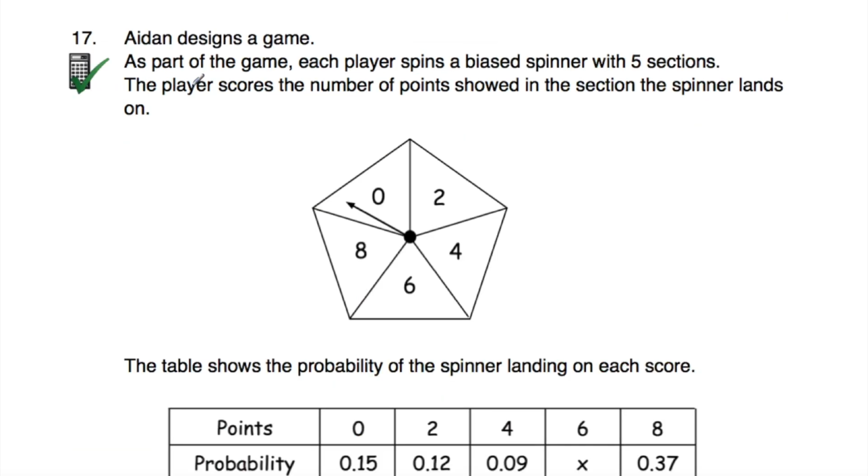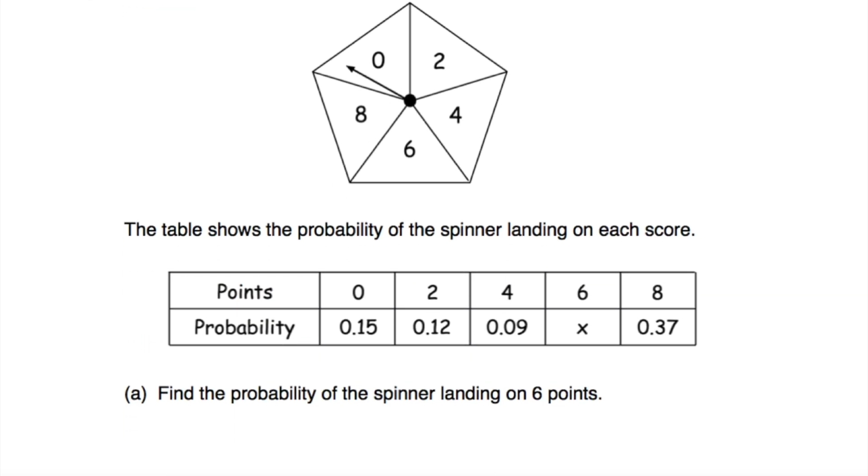Okay, so question number 17 says, Aidan designs a game, and as part of the game, each player spins a biased spinner with 5 sections. So this spinner has got 5 sections, and it's biased. And the player scores the number of points shown in the section the spinner lands on. So if it lands on a 0, you get 0 points. So here we've got the number of points, 0, 2, 4, 6, and 8. And in the table, we've got the probability. So the probability for 0 is 0.15. So the probability if the spinner lands on a 0 is 0.15, and so on.